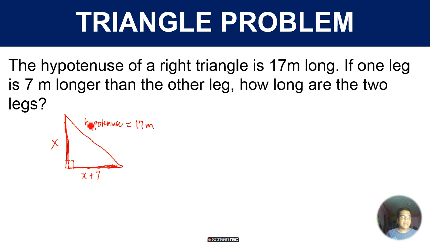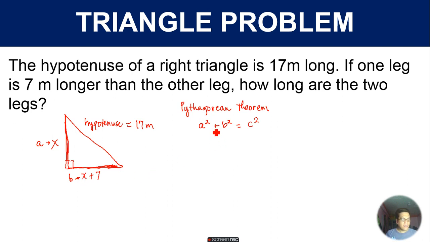In order for us to get the values of our legs, we have what we call the Pythagorean theorem. The Pythagorean theorem states that the sum of the squares of the legs will be equal to the square of the hypotenuse. The legs are represented by A and B. So, suppose this is your A, and this is your B, and they already have measurements.